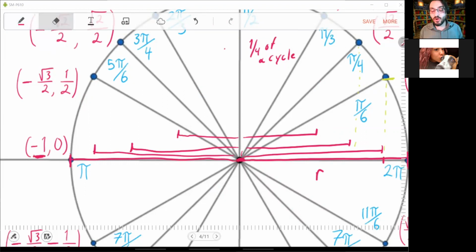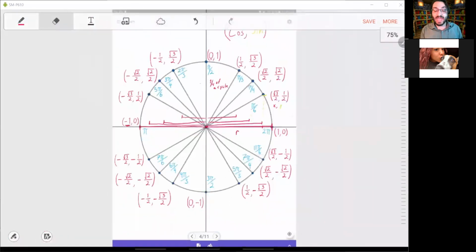So the question is, though, where do we get these values? How do we know radical 2 over 2? How do we know radical 3 over 2? How do we know 1/2? Where do all of those values come from? And those are the diagrams that are in question. And that's totally the trig aspect of it.